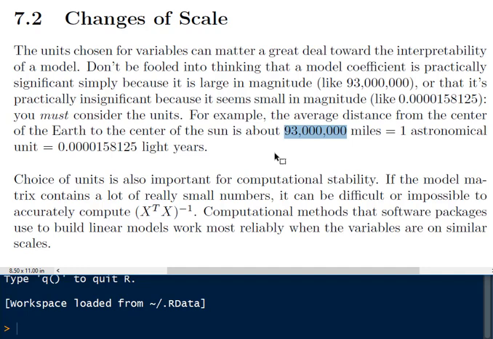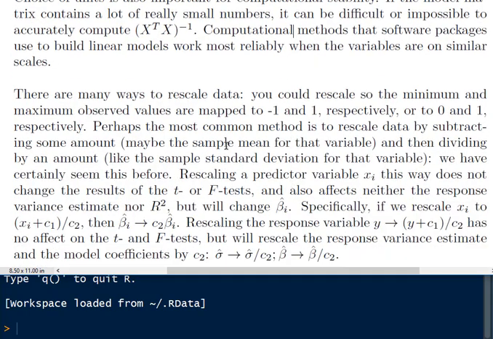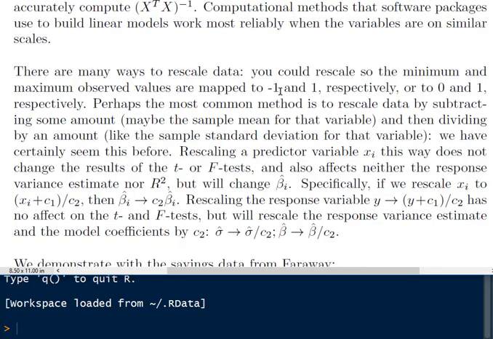On the other hand, it can also be important to use units that will scale your variables so that they're more or less on the same scale. If your model matrix X has observation values that are not so out of the ordinary for one variable, but very large for another, or very small for another, it can be difficult or actually impossible to invert X transpose X. There are a lot of different ways to get around this problem, a lot of different ways to rescale data.